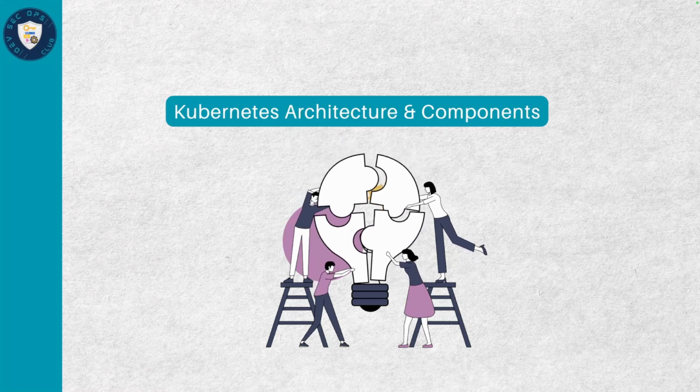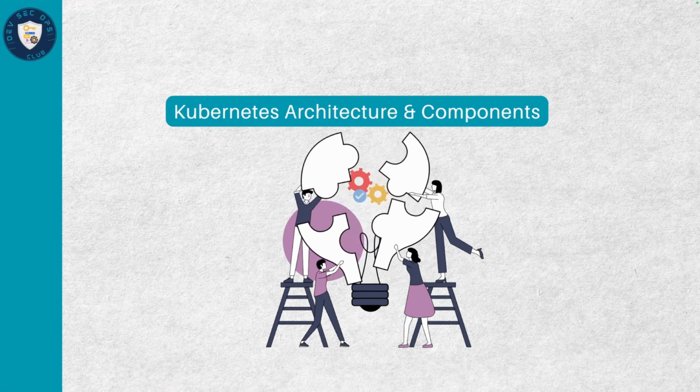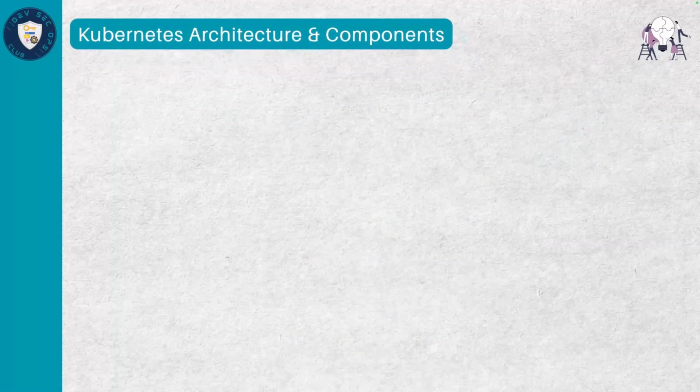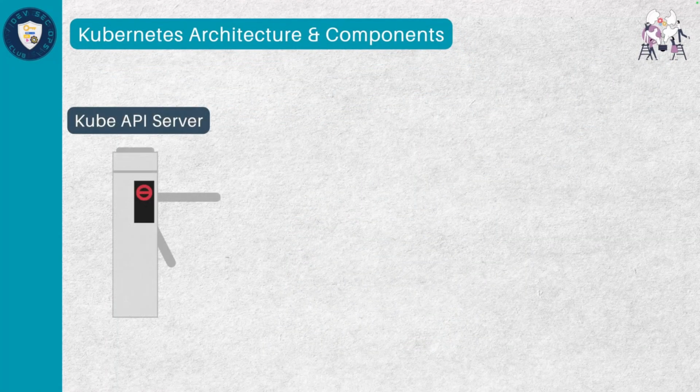Okay, so let's go ahead and see Kubernetes architecture and components. First we will see the components, then we will talk about the architecture. So the first component is the API server. The API server is the cluster's front door. Any request that comes to the cluster has to go through the API server. So the API server is the front end of the cluster.